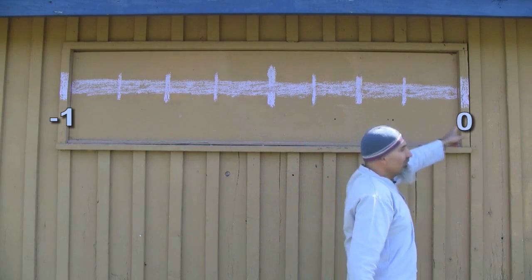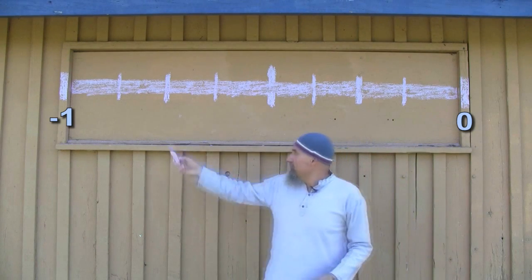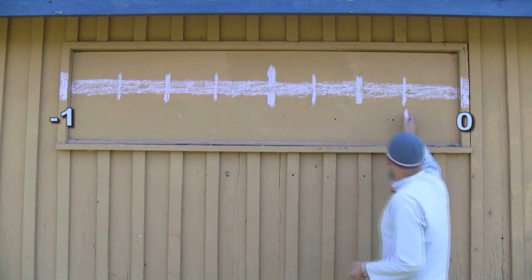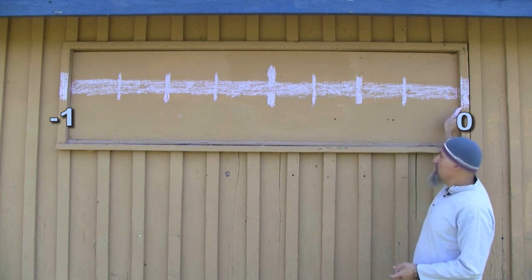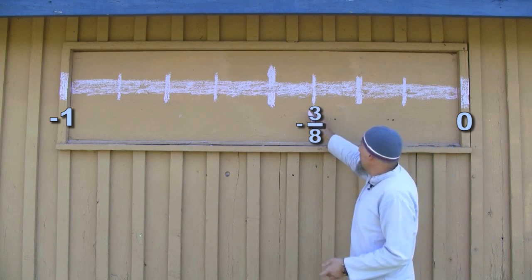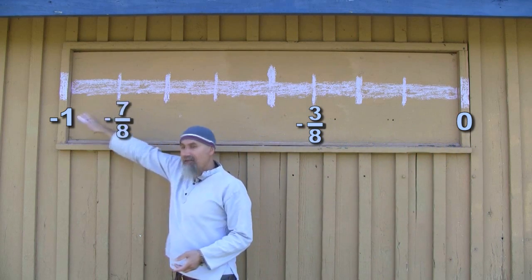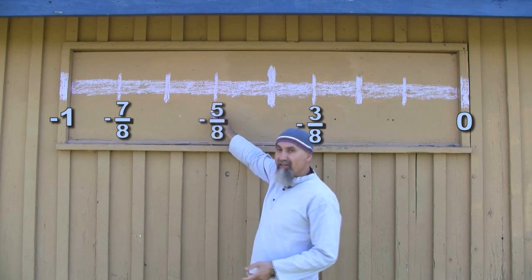And if you're going in the other direction, in the x-axis, if you're going towards the negative, right, all that would happen is, this would be your 0, if you're starting from 0 and you're going towards the negative, that would be your negative 1. So negative 3/8, you would go from this end, right? 0, 1, 2, 3. That would be negative 3/8. Negative 7/8, negative 1. Negative 5/8, right?